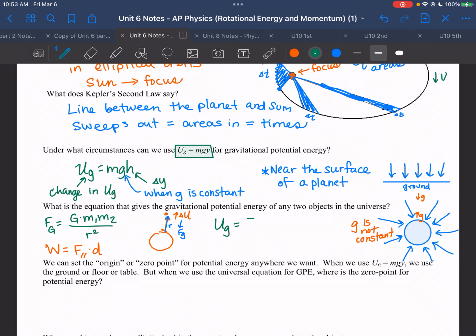Now it is the force that we had over here times the distance away. Well, the distance away is an r. So what happens is that radius squared kind of gets canceled out there. So it becomes a negative G m1 m2 over r. This is our new equation for the gravitational potential energy of any two objects.